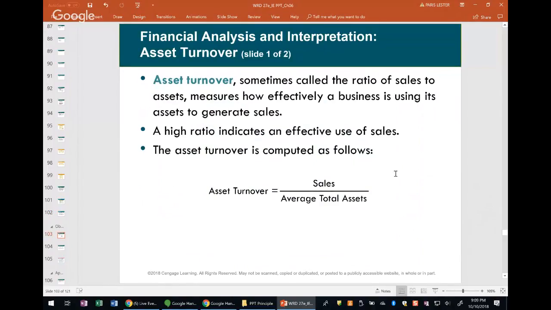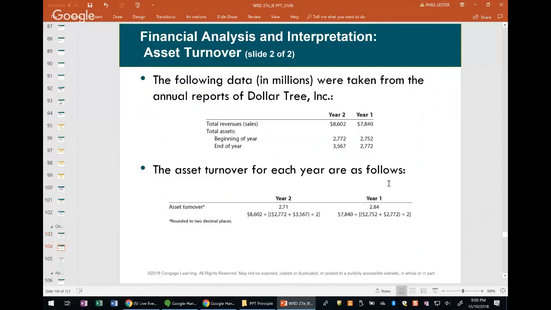Okay, asset turnover is just a little ratio. I am not worried too much about ratios, but I would abbreviate that AT over sales equals sales divided by average total assets. How do you get average total assets? You take beginning assets plus ending, all right, and you divide by 2. Beginning plus ending divided by 2. They give you some examples here. Your assets turned over in year 2.